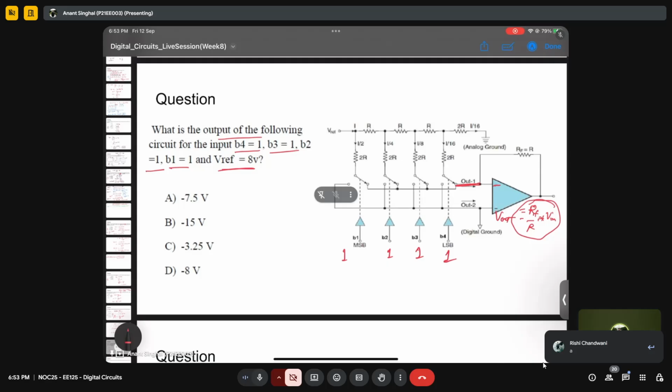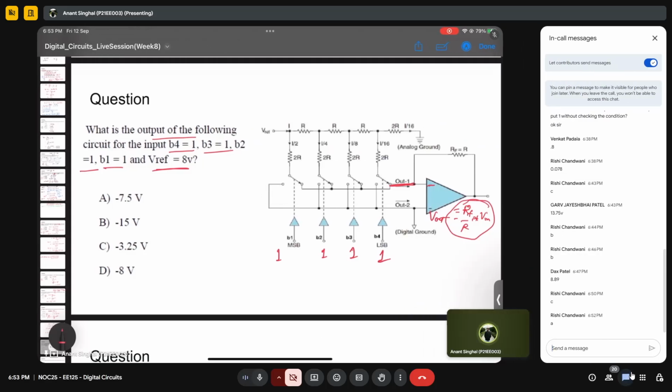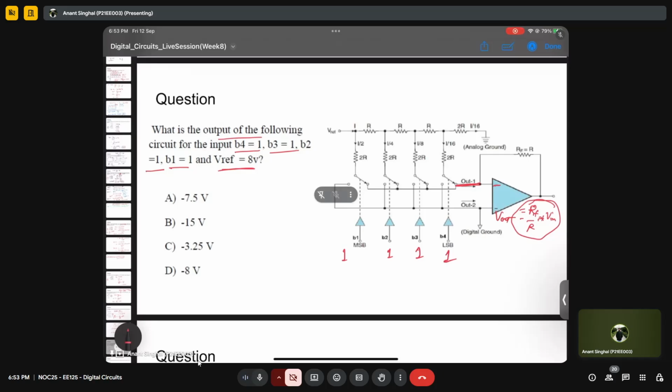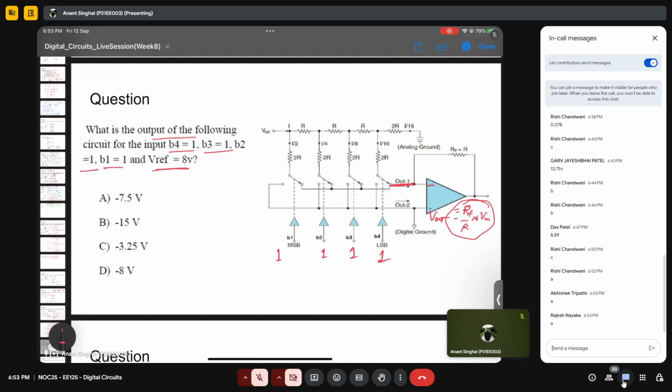Okay, I've already got one answer. I'll wait for some more answers, maybe 1 or 2 minutes, and then I'll also solve it. Okay, all of you are saying A. Great, so let's see.